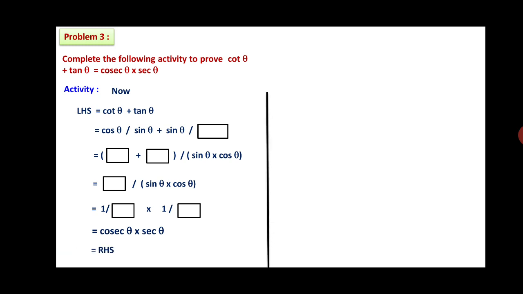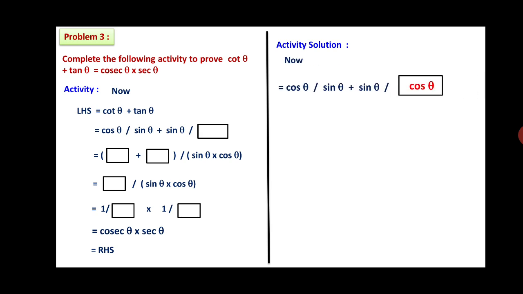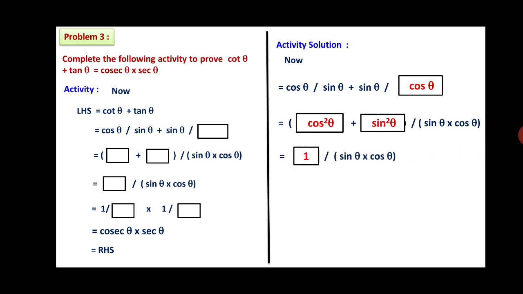Now we'll start the activity solution. Friends, we know that the given thing is LHS: cot theta plus tan theta. From that, cos theta upon sin theta plus sin theta upon cos theta. Into the bracket, the numerator of the first: cos into cos, cos square theta, plus sin into sin, sin square theta, divided by sin theta into cos theta. So cos square theta plus sin square theta is nothing but 1. That 1 will be written there.